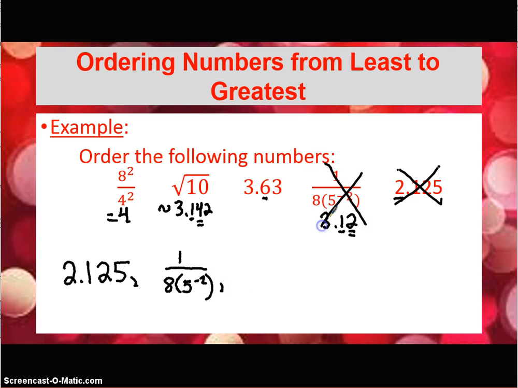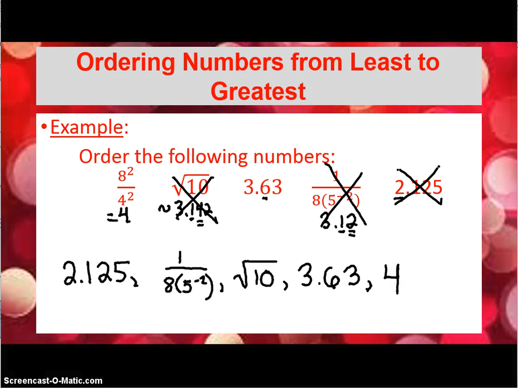Now, look at the 3 remaining in the set. Whole number wise, we have 4, 3, and 3. So one of these two is the next smallest. Look at the tenths column, 1/10 or 6/10. 1/10 is smaller, so we'll write the square root of 10. This is our third smallest number. Now look at the last remaining two. Whole number of 4, whole number of 3. A whole number of 3 is smaller, so put 3.63, and last is 4. That is how you order a set of numbers from least to greatest.